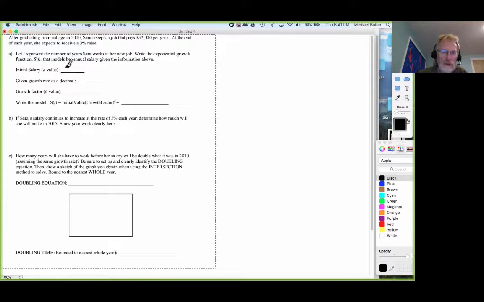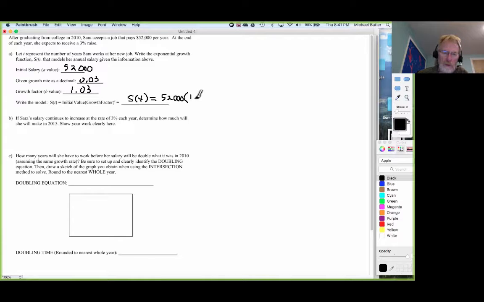Okay. So her initial value, her initial salary, is the 52,000, right? Her growth rate as a decimal is going to be 3%, so that's 0.03. The growth factor, which is the B value, is going to be 1.03. That's her base, right? So her salary at time T is going to be equal to her initial value, 52,000, times her growth factor, sorry, 1.03 raised to the T.